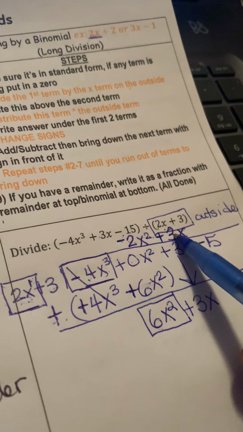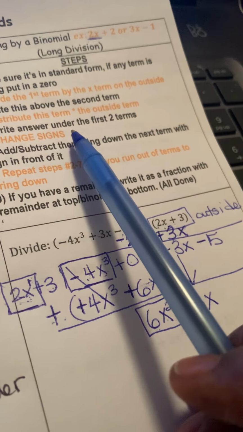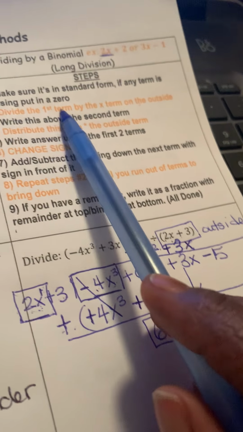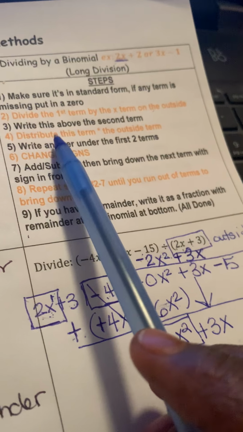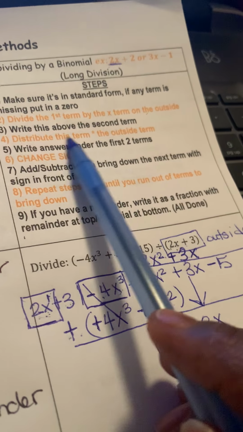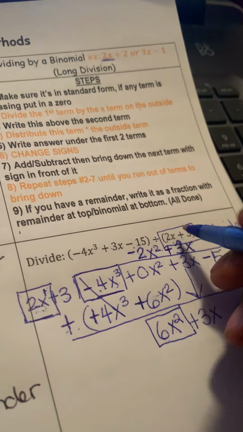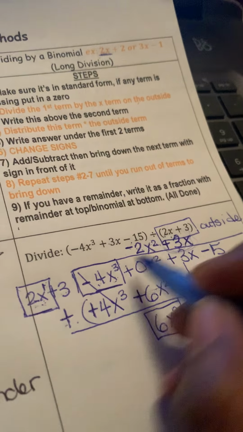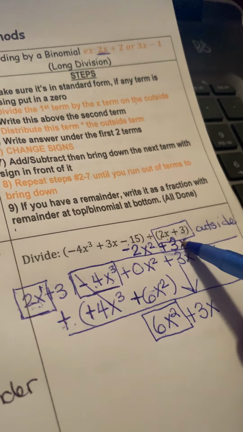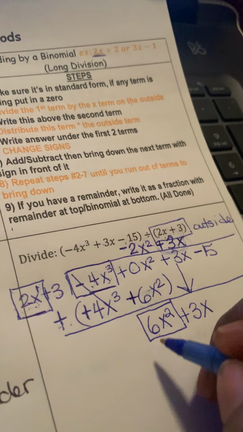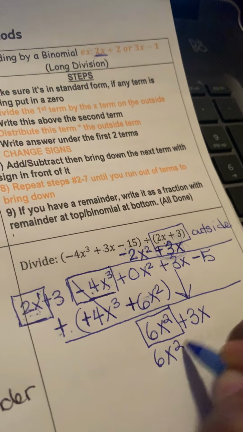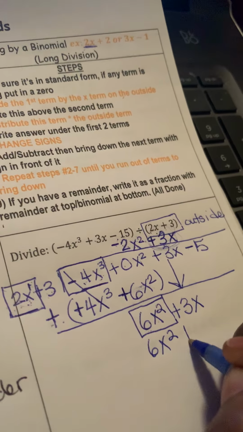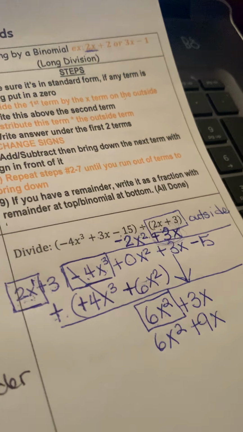All right, so now we multiply. Remember, after we divide, we figure out right here, we divide by the first term. Now we have to distribute the term to the outside. So what we just wrote up there was the 3x. We're multiplying that term times both of these. 3x times 2x is 6x squared. 3x times 3 is 9x.